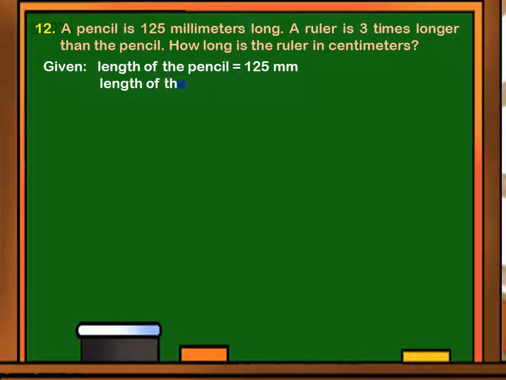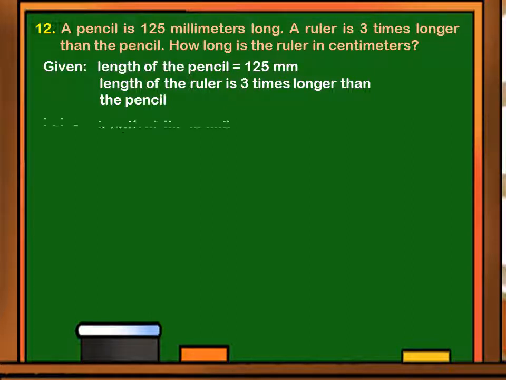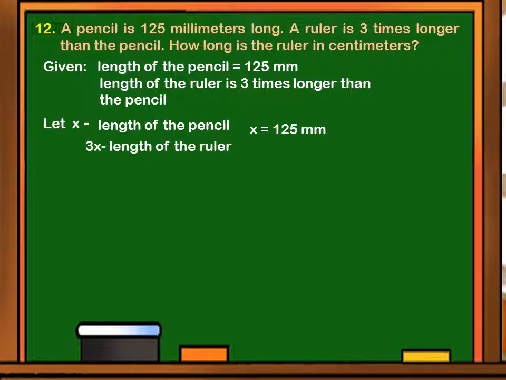Given, length of the pencil is 125 millimeters. Length of the ruler is 3 times longer than the pencil. Let x be the length of the pencil. X equals 125 millimeters. 3x be the length of the ruler. If x equals 125 millimeters, 3x equals 3 times 125 millimeters equals 375 millimeters.